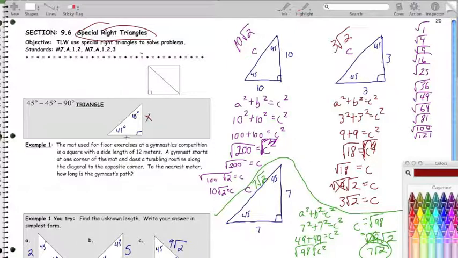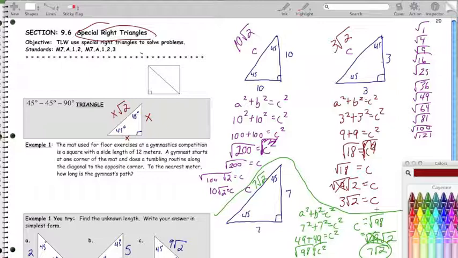Our legs are always the same, so x, x. And then whatever our legs are, our hypotenuse is x times the square root of 2. And that's it. So you don't have to work through all this work that I did. I could have just said, oh, 10, 10, that's got to be 10 square roots of 2. 3, 3, that has to be 3 square roots of 2. 7, 7, that has to be 7 square roots of 2. And work through it like that.